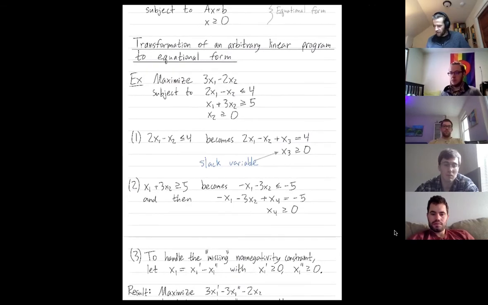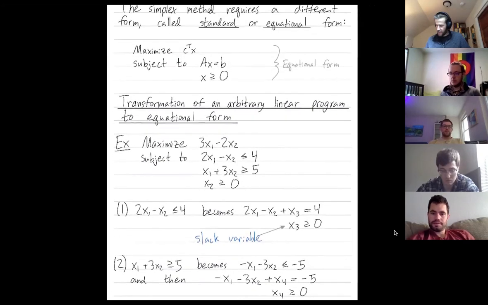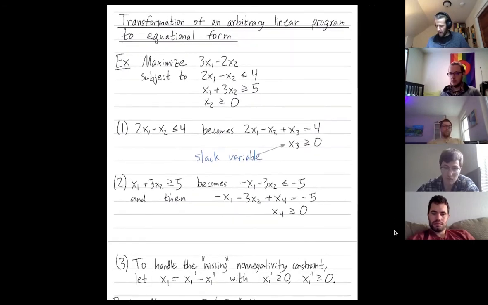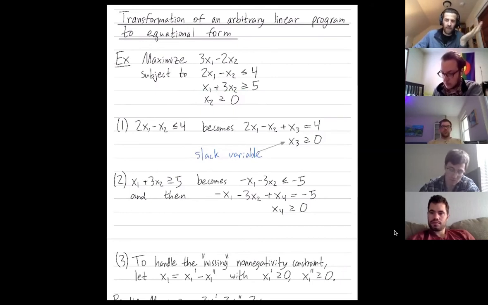There's one more thing we need to do, which is the following. In equational form, every variable has to be non-negative. I'm missing that here. x2 is non-negative, but x1 is not non-negative. So in some sense, I want to add in the constraint x1 is non-negative, but I can't just add it in like that because that might change my feasible set, right? So to handle this missing non-negativity constraint, x1 is a variable that's not constrained yet to be non-negative.